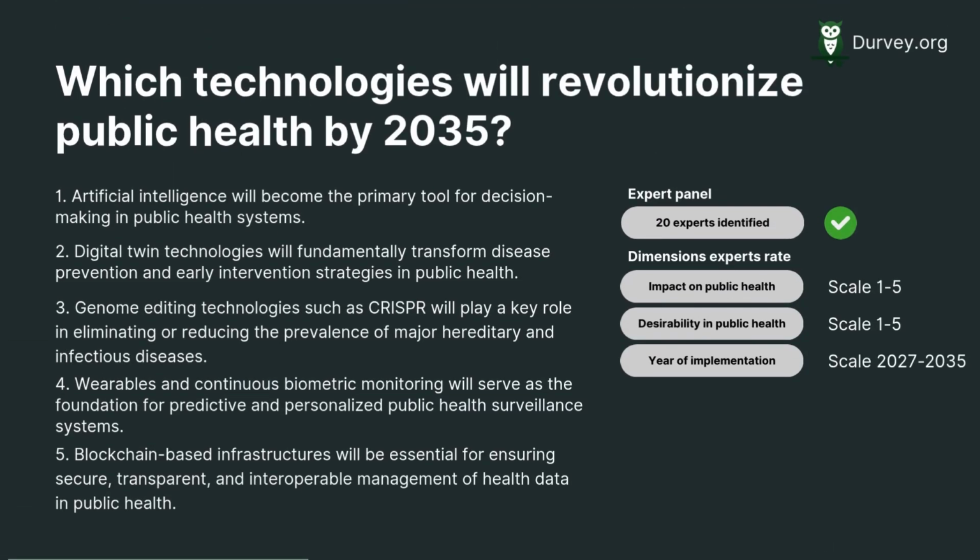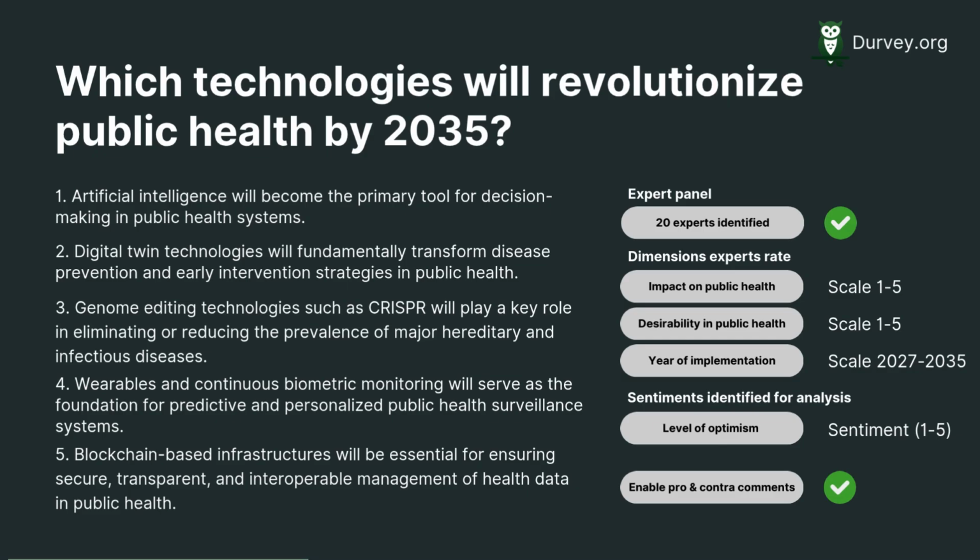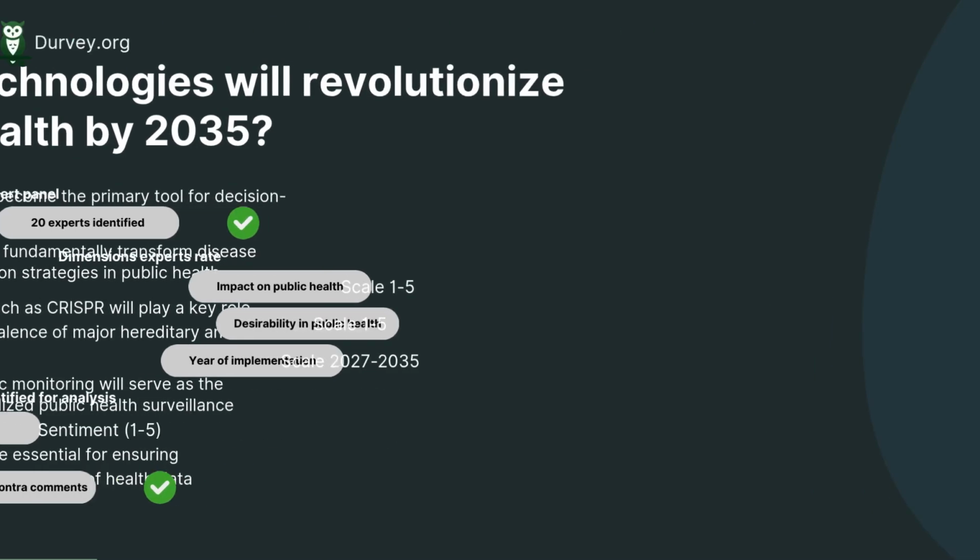In our practical example, we want to capture structured ratings and sentiments. Each thesis will be rated on 3 dimensions: impact, desirability, and expected year of implementation. We integrated the following sentiment layer. Participants indicate their overall level of optimism on a 1 to 5 scale. We allowed comment fields for pro and contra arguments, enabling a qualitative analysis.